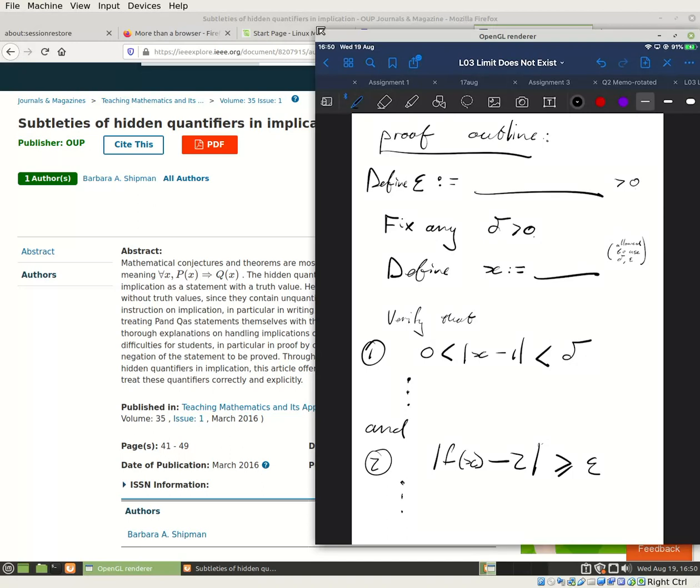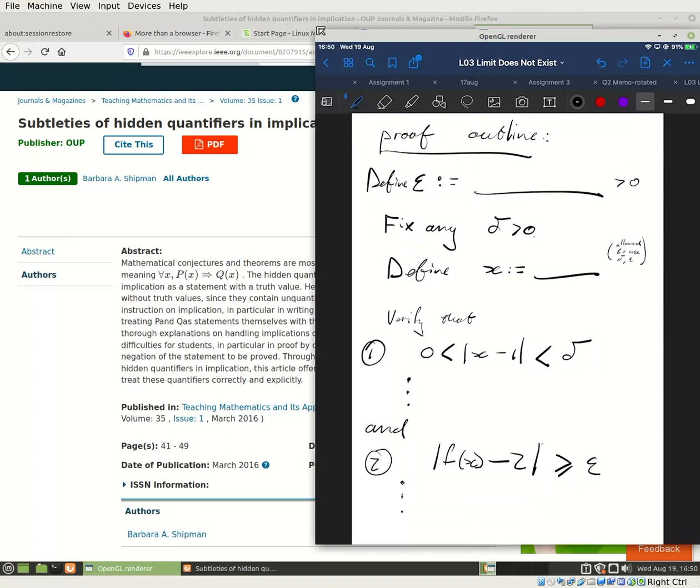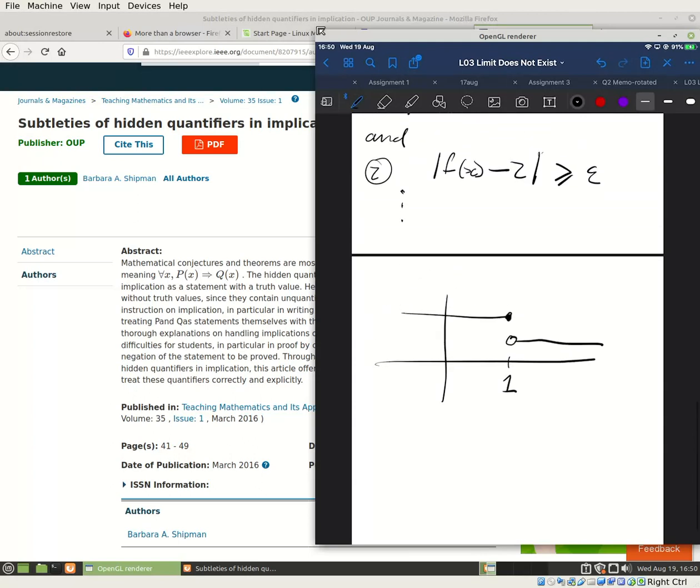Okay, so what we will do now is we will first give an intuitive idea of what is going on, and then we will complete this proof outline. So let us just think of what is going on here. Our function looks like this. It has this discontinuity there.